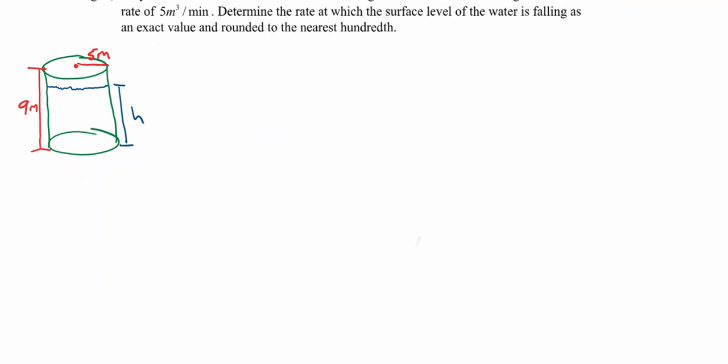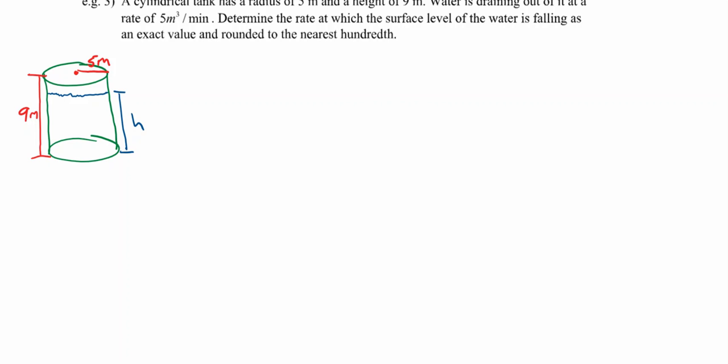Okay, so what do we know? We know the radius. The radius is 5. And I just want to put a little star there. It's not changing, right? Because even as the water goes down, it's not going to be changing over time. Okay, so that's a constant. I can throw that in whenever I want. Okay, what else do we know?